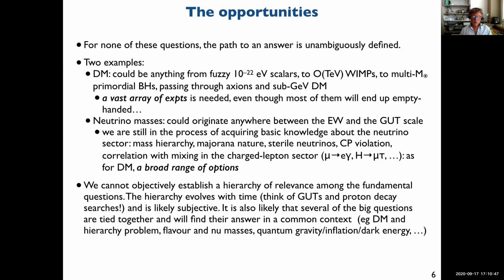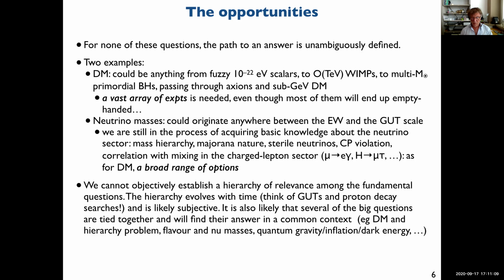And also, we cannot say that one thing is more important than another. We cannot say that it's more likely that dark matter is a WIMP than that it's an axion. All of these are equally likely. The criterion of what is more important evolves with time, and it's certainly subjective.